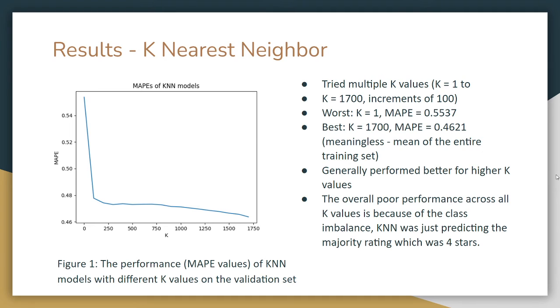which, despite being the best, is fairly meaningless because that's the entire training set. So it's essentially just predicting the mean of the training set. And yeah, basically KNN performed very poorly.